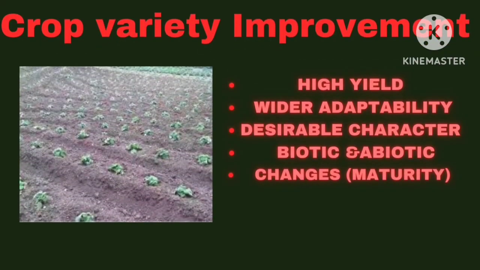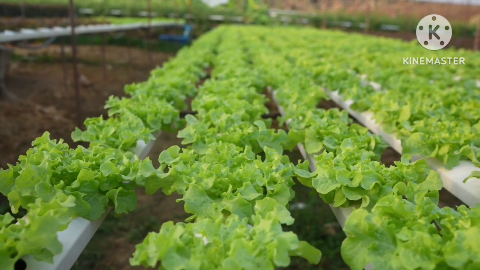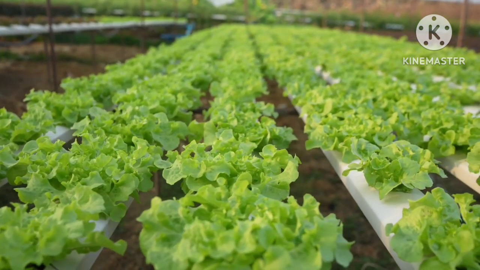So let's start with the first one, crop variety improvement. In this, the process of developing crops with better traits such as high yield with better quality and increased resistance to pests, diseases, etc. This can be done through various methods.